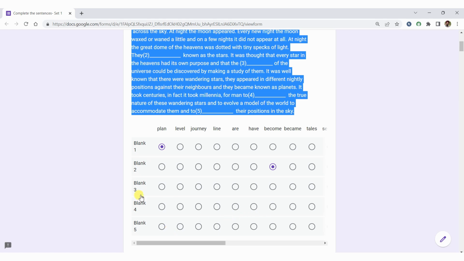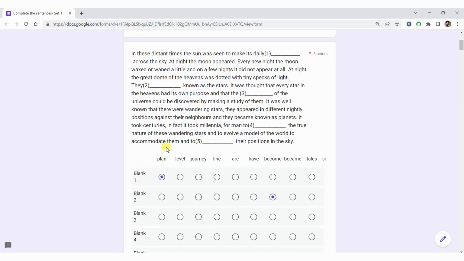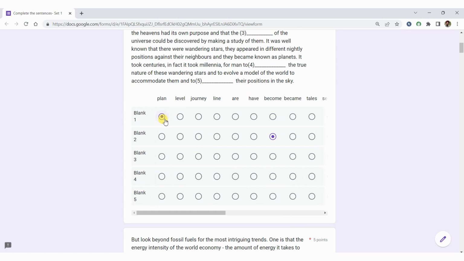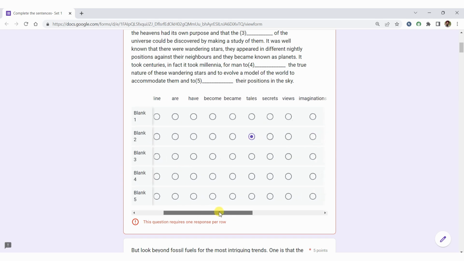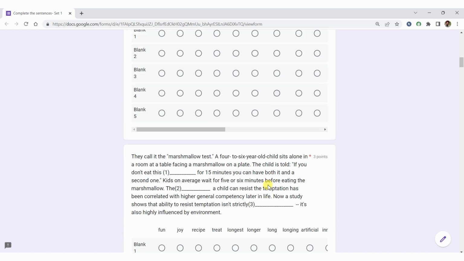In Google Forms we cannot provide separate options for every blank. That is not possible here. So when you are answering the first blank, refer to all these options. If you feel this is the correct one, select it. When you're referring to the second blank, if you feel this is correct, just select it. For the third blank, read all the options. If you feel secrets is the correct answer for tales, views or imagination, select it. Likewise, answer all these questions.